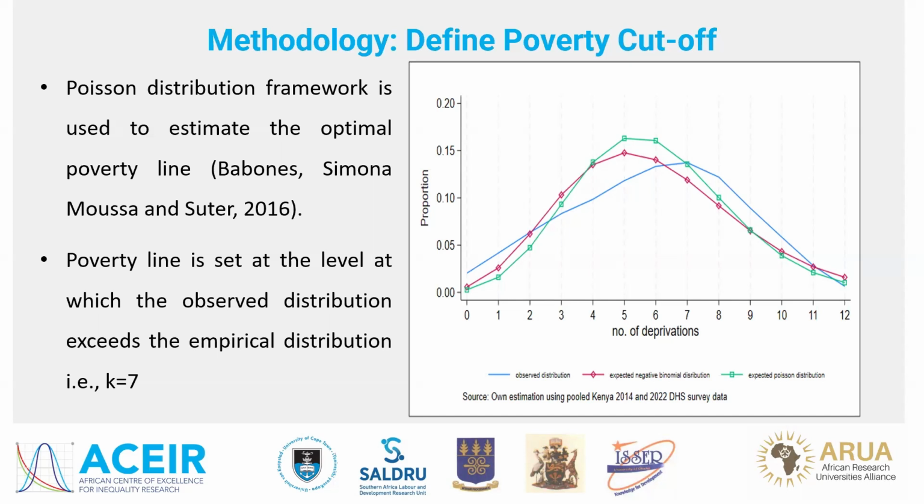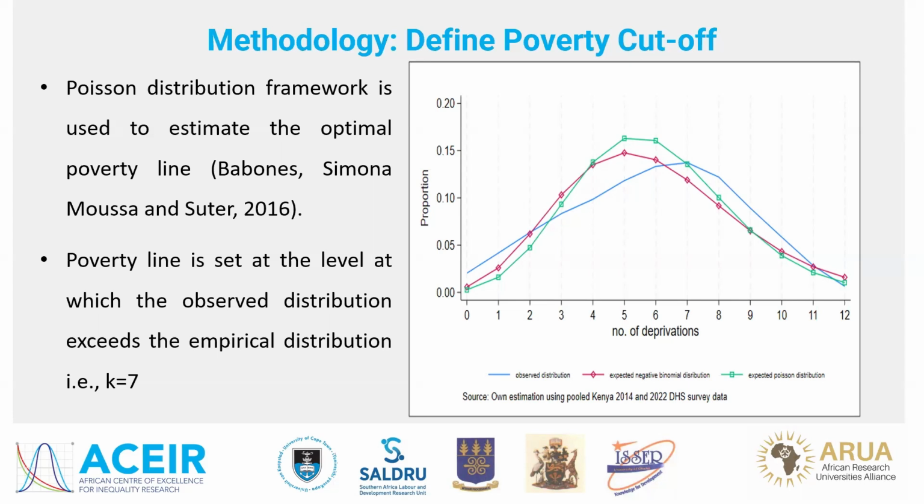The point being, for you to predict a Poisson, you're assuming equality between the mean and the variance. For you to predict the negative binomial, you're assuming that the variance is more than the mean. Ideally, I should have just left this one, but I predicted both just to show that regardless of which distribution we use, we end up with the same conclusion. According to this framework, the poverty line is set at the point at which what is observed in the distribution exceeds what is predicted.